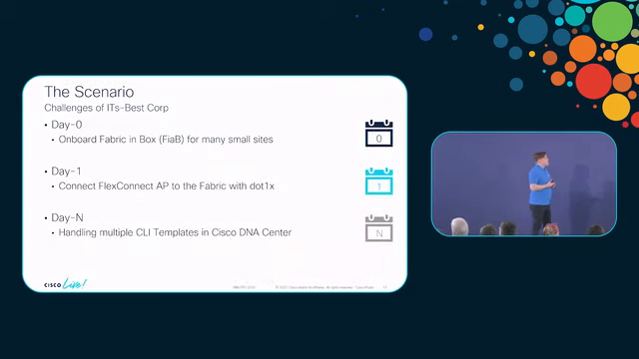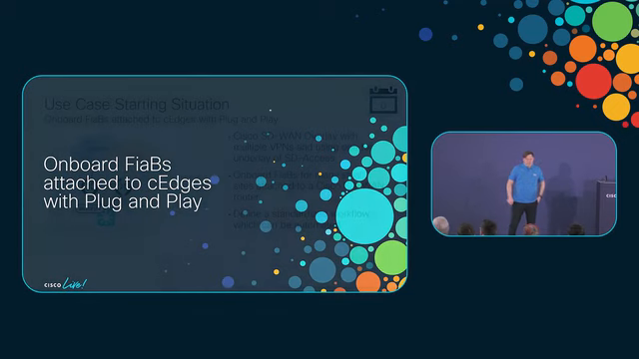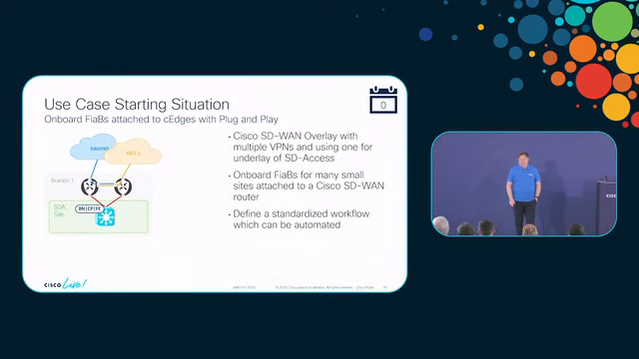From a scenario point of view, first of all, I will go through day 0. There are some caveats onboarding fabric in a box switches connected to SD-WAN. Then I will share how to connect FlexConnect APs, because they had the requirement as well to improve security with identity-based networking. And last but not least, as I mentioned, some operation tasks with CLI template. So let's double click on the first use case.